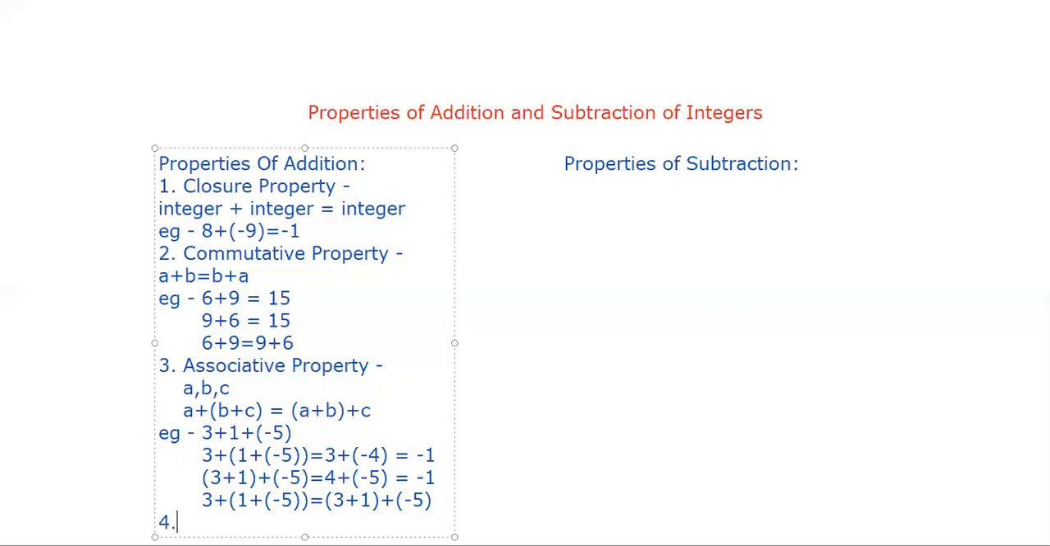Now comes the fourth one. The fourth one is the additive identity. Now, what is additive identity? Some people also say it as addition by 0.